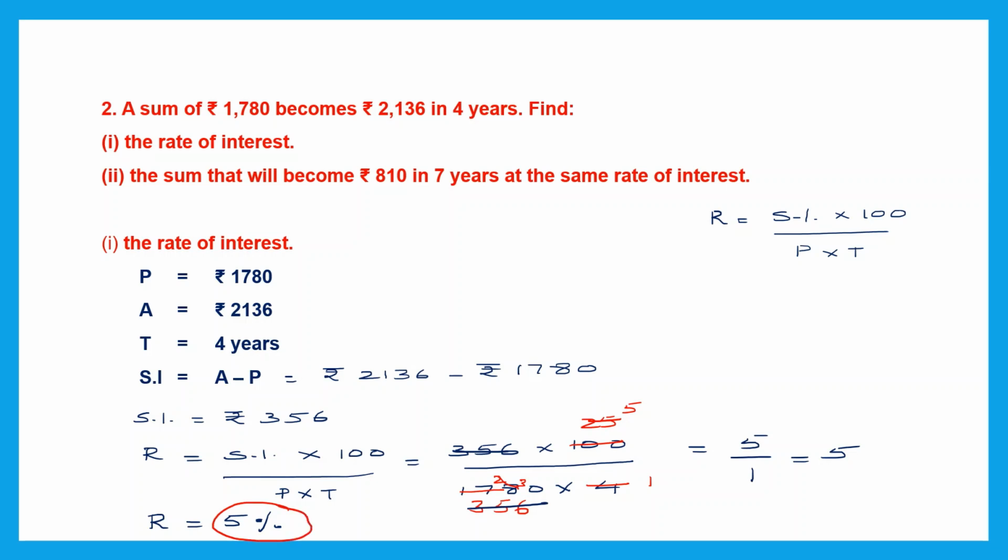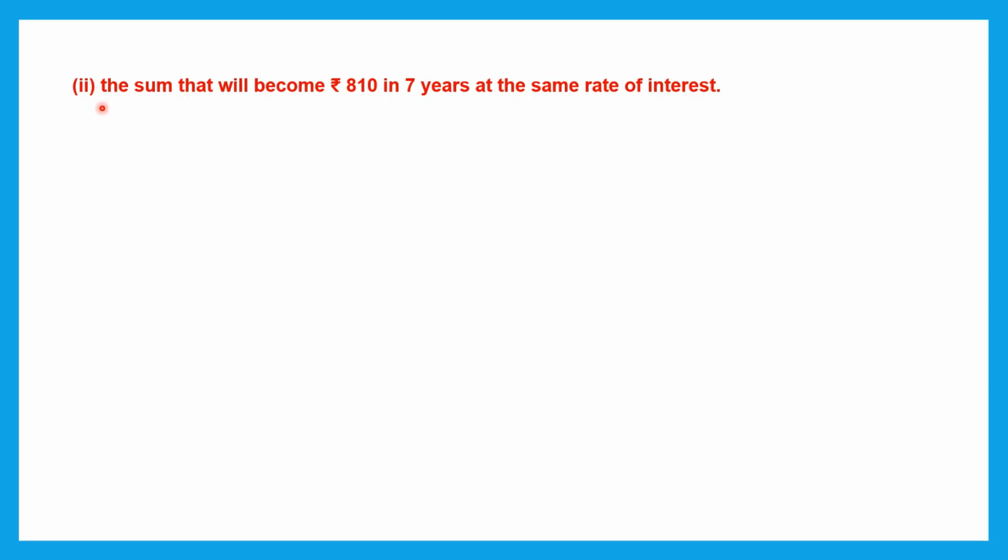Now let's look at the second part of the question. Question is find the sum. Again, we have to find the principal that will become the amount 810 in 7 years at the same rate of interest. That means 5%. Okay, so now let's begin the second part. The second part is find the sum that will become 810 rupees in 7 years at the same rate of interest. So we have to find the sum, that is principal.